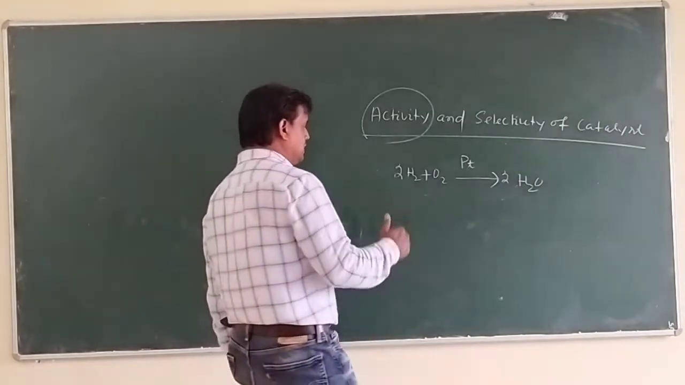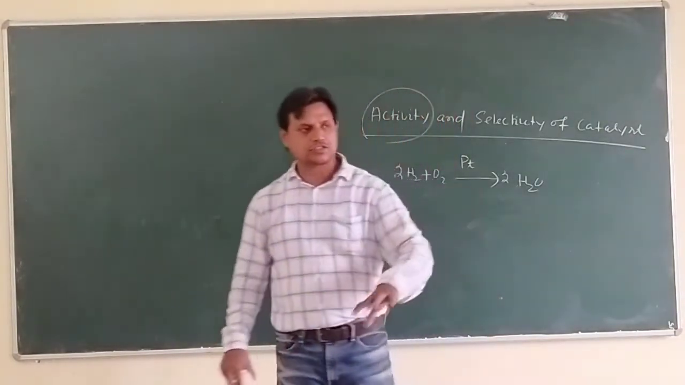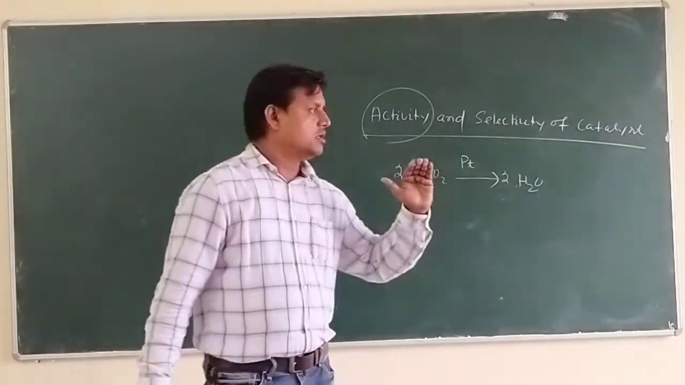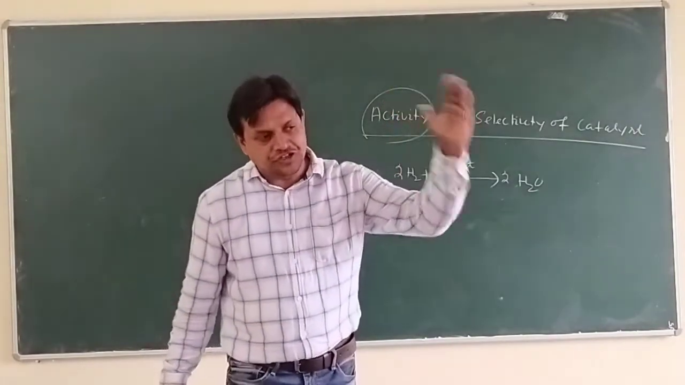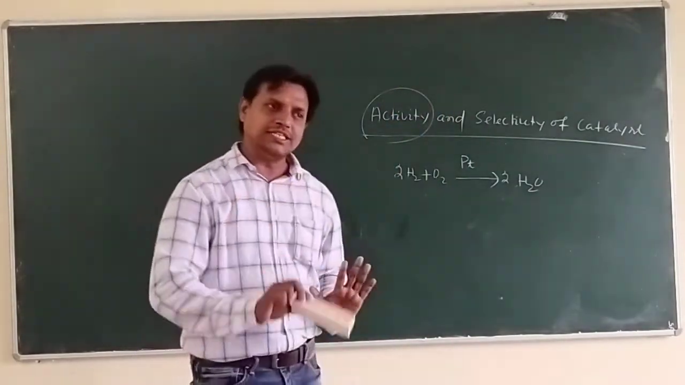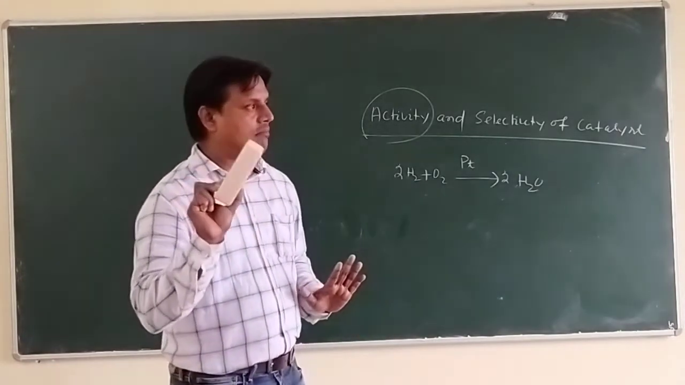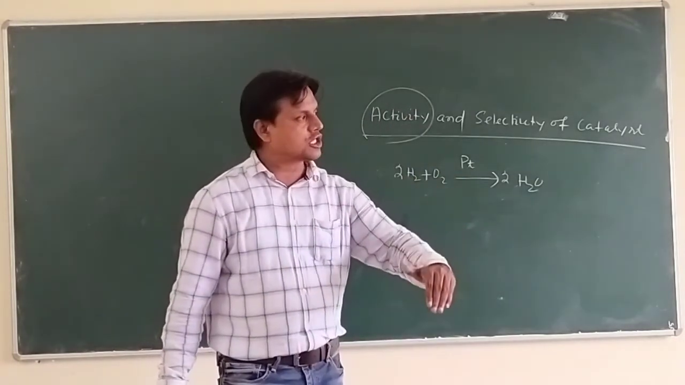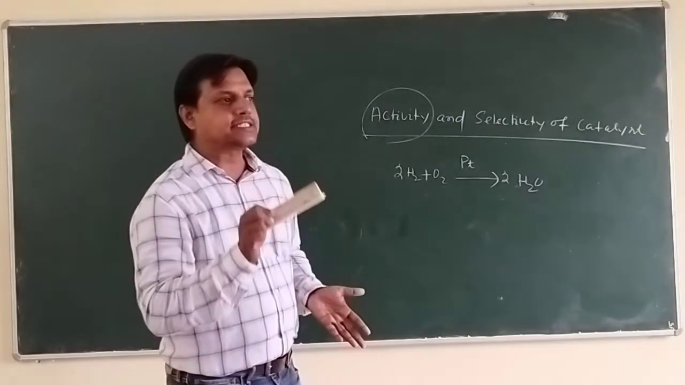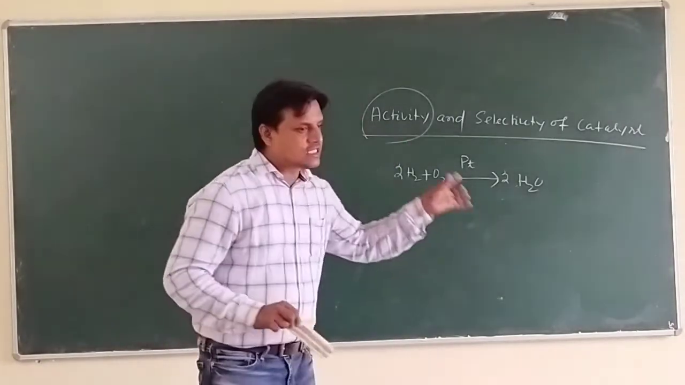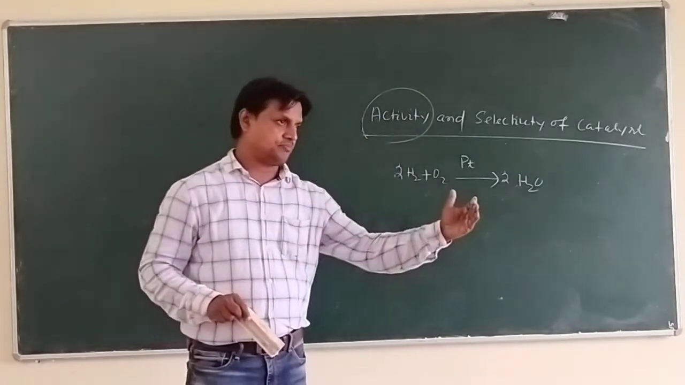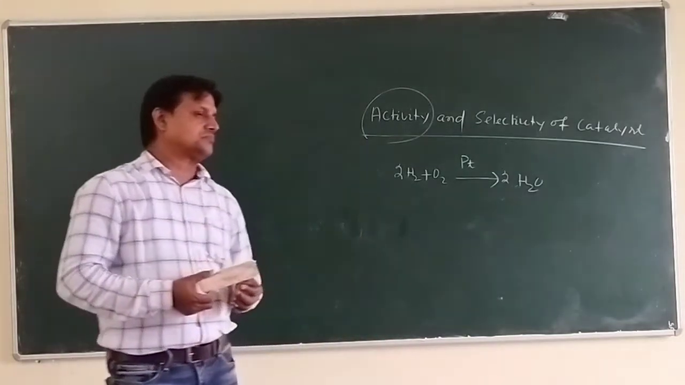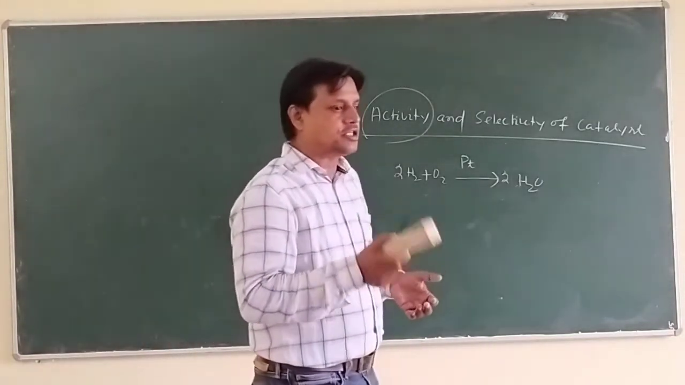So the ability of the catalyst refers to the formation of product from reactant in the presence of catalyst. In the absence of catalyst, a very negligible amount of product is formed. But in the presence of catalyst, that negligible amount of product is converted into an appreciable amount. So a catalyst has the ability to form the product, and in the absence of catalyst there is no formation of product or a lesser amount of product is formed.